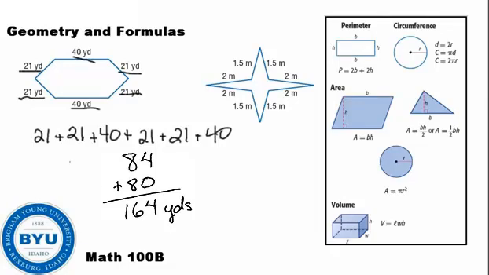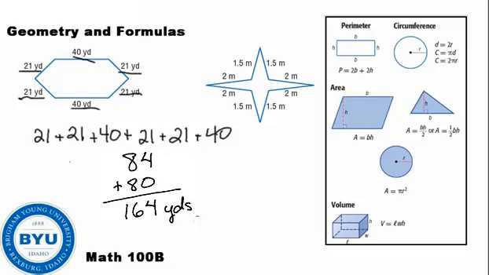Now, perimeter is simply a one-dimensional measure because we're just measuring the distance. And so therefore, when we use units to label, we would just say that the answer is yards. The perimeter of this object is 164 yards.